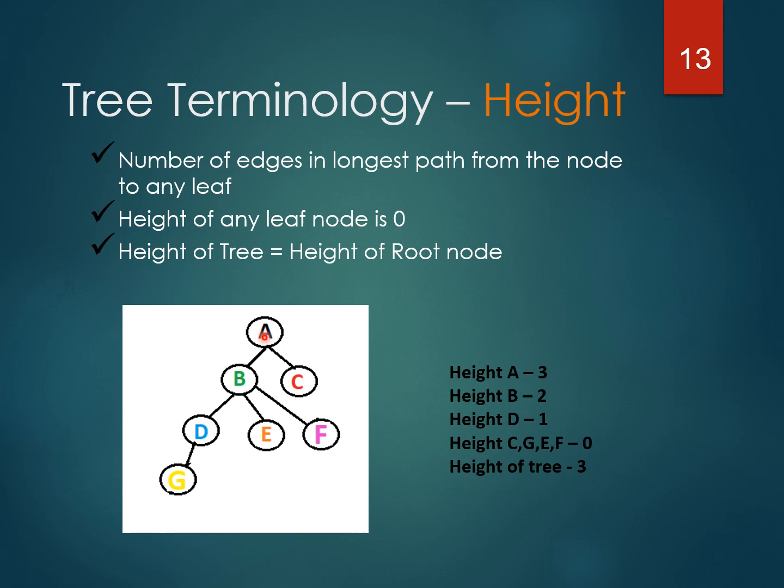And the height of the tree is from any leaf node till the root node, how many edges. The maximum number of edges covered is the height of the tree. So the height of this tree is 3 because of this longest path.